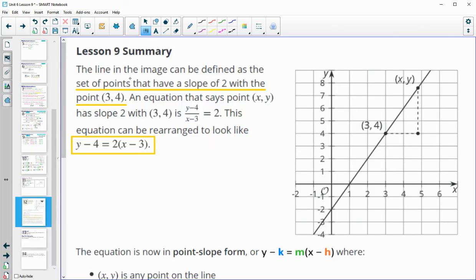So remember that a line can be defined as the set of all points. So this line in this image is the set of all points with a slope of 2 that goes through the point (3, 4). So the slope formula would be the vertical distance divided by the horizontal equals the slope, which manipulated gives us this equation in point slope form.